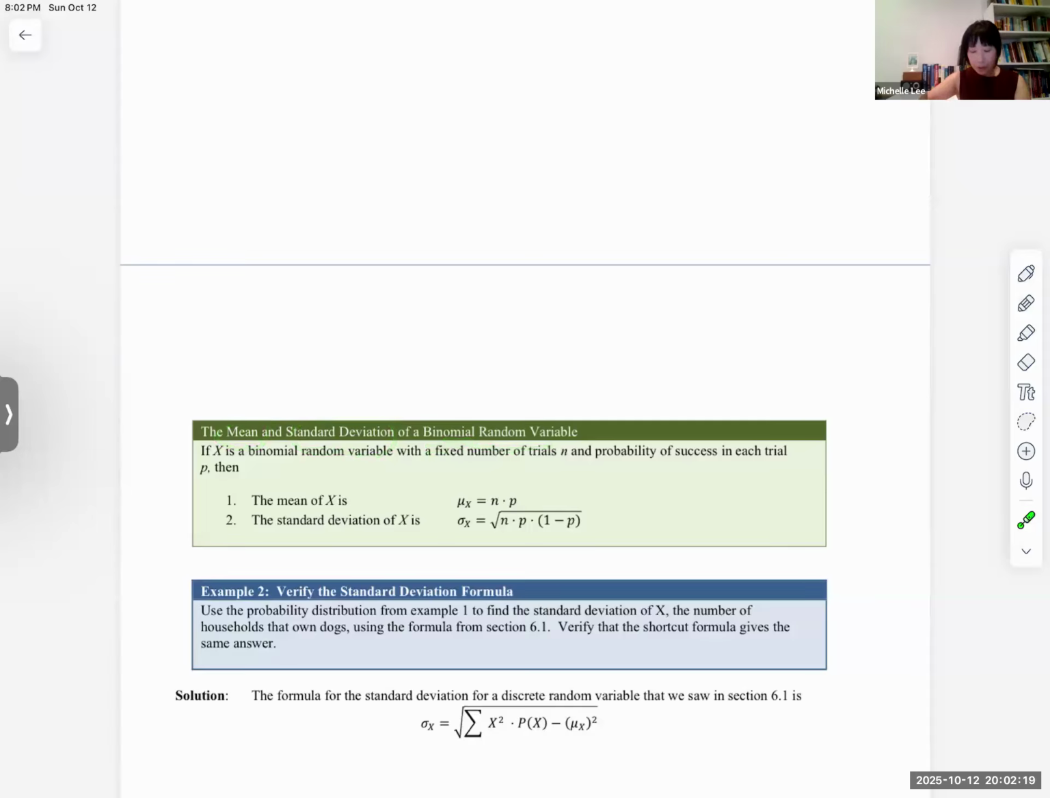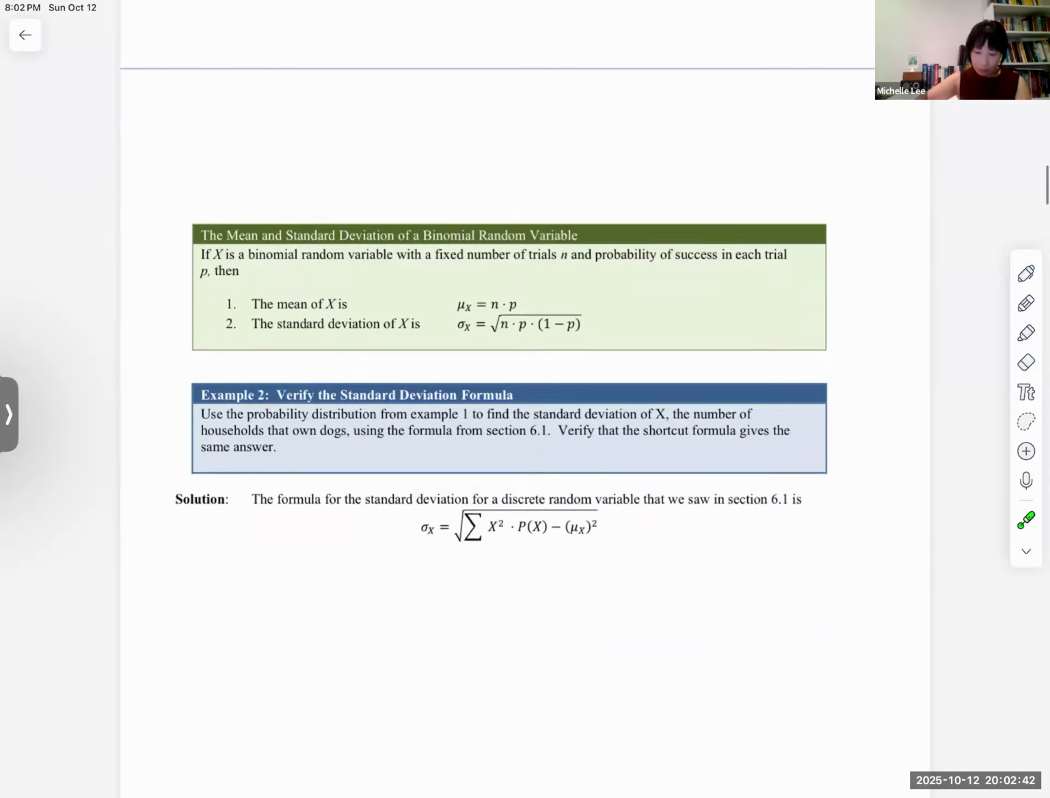So mu sub x equals n times p, where n is the sample size, the number of trials, and p is the probability. And sigma sub x is the square root of n times p times 1 minus p, right?